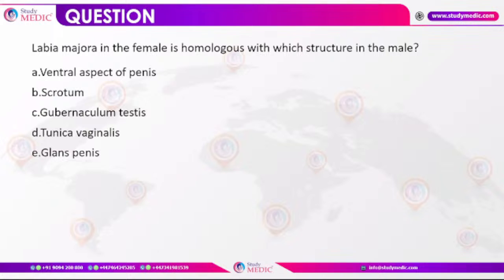Labia majora in the female is homologous to which structure in the male? It's an easy one where you need to understand the homologues between the male and the female and also the embryological origin. So have the tabular column in your mind. So the labia majora is homologous to, is it the penis, the gubernaculum testis, scrotum, the tunica, or the glans penis? The answer for labia majora is the scrotum.